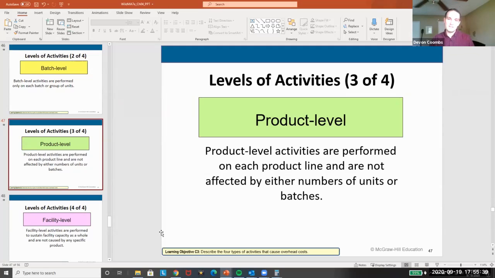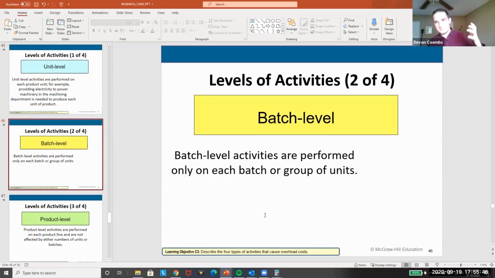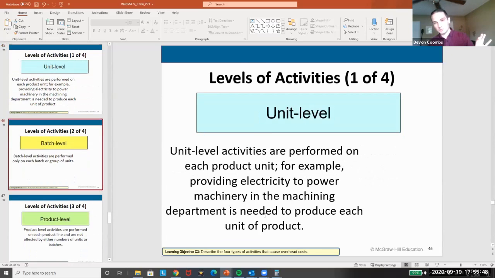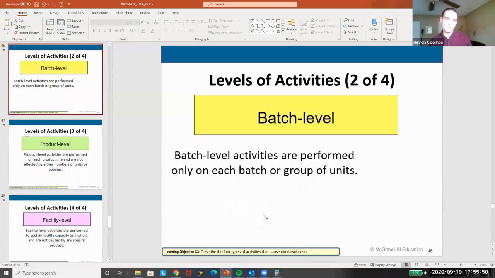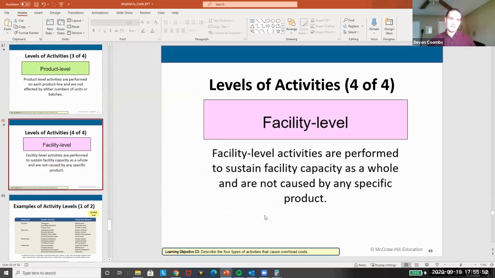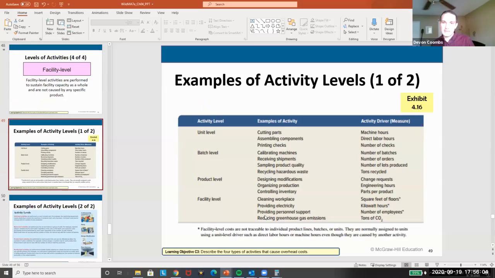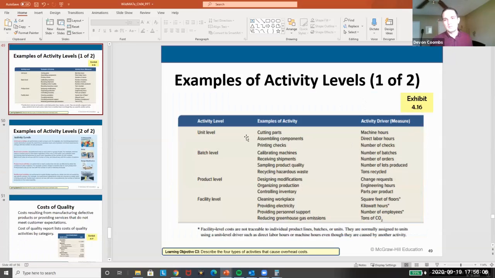So product level activities are performed on each product line, that entire product line. So it might include multiple batches. So a batch includes multiple units, and a product includes multiple batches. And then the facility level is performed to sustain the facility. So we're thinking of the electricity cost for the entire facility, the supervisor cost to make sure the facility is staying in order. And then here are some examples of each activity and the drivers.